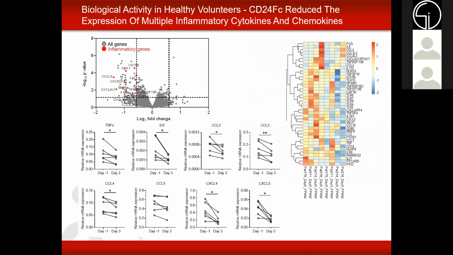So this is actually the data coming from CD24FC treatment in a healthy volunteer. So people are not sick. So from the blood, you cannot detect any major change because everything is in the normal range. But then we have the patient's peripheral blood cells before the treatment, so day 0 before the treatment, and then day 3 after the treatment, single dose. Then we do the RNA-seq.